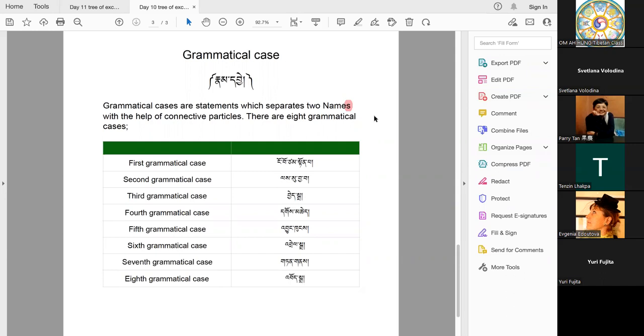So with the help of the different connective particles, which allow these usage cases, these particles are associated with these 8 different usage cases. There are more than these 8 usage cases regarding the particles, but these are the 8 known as the grammatical case.